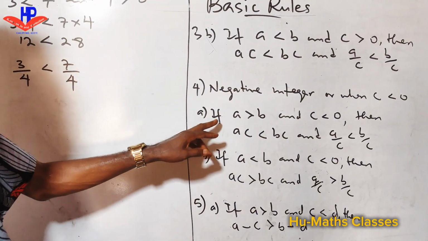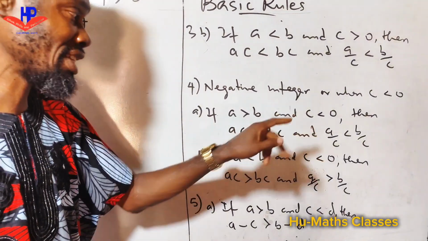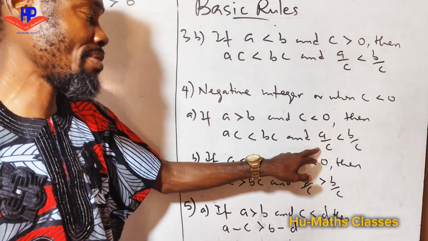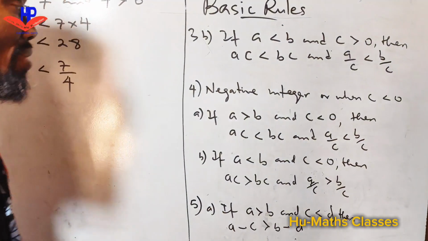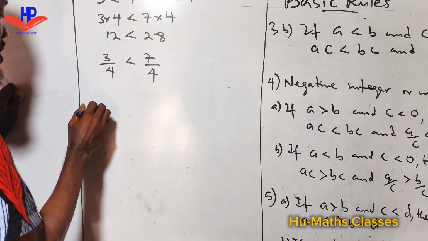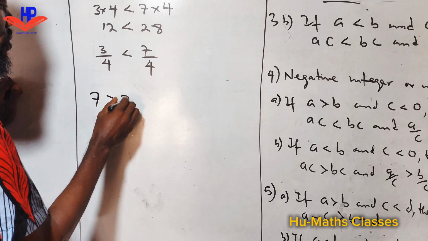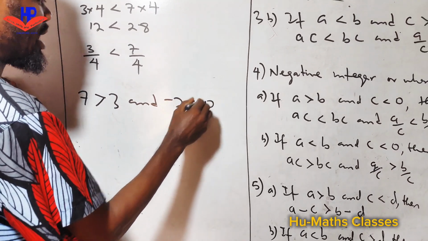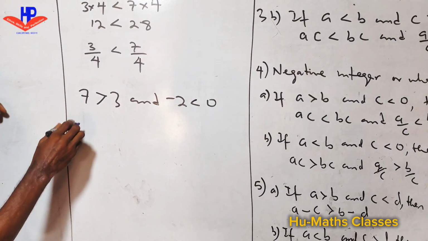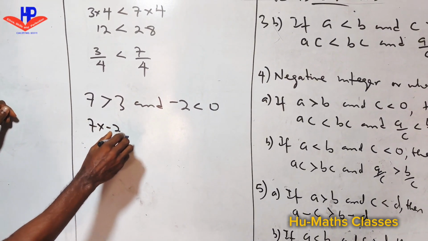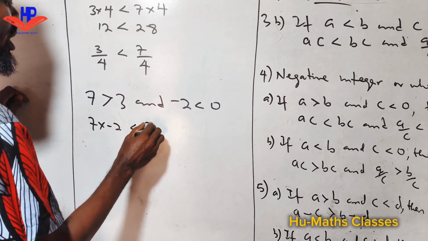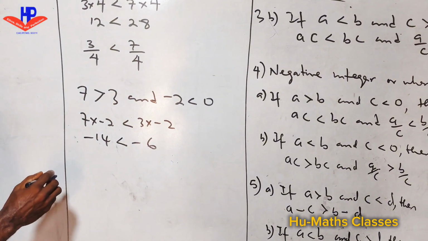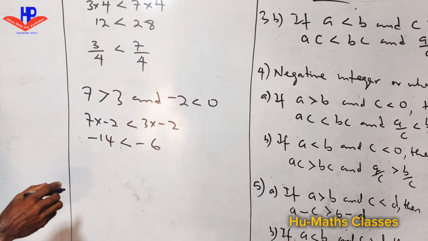So in part a, if a is greater than b and c is less than 0, then a times c will be less than b times c, and a divided by c will be less than b divided by c. That is, if 7 is greater than 3 and minus 2 is less than 0, then if we multiply 7 times minus 2, our answer will be less than 3 times minus 2. That will give us minus 14 less than minus 6. You can see that minus 14 is less than minus 6. So the rule is true.